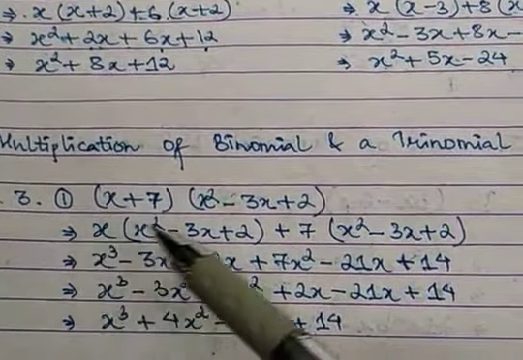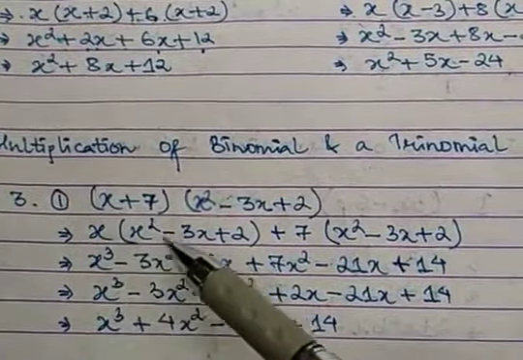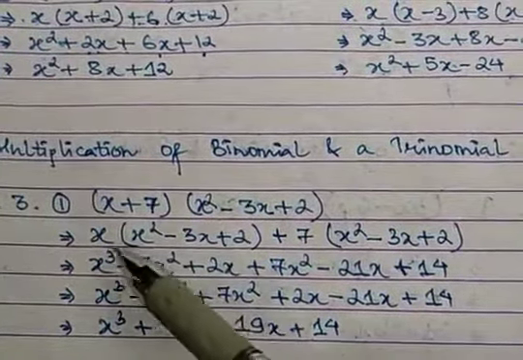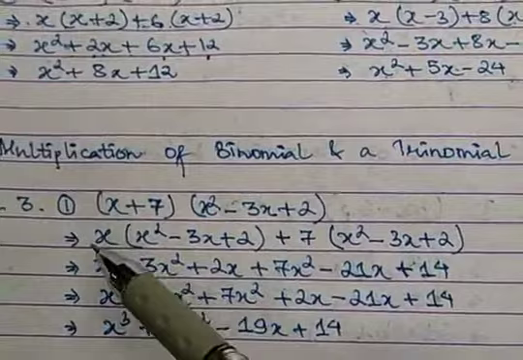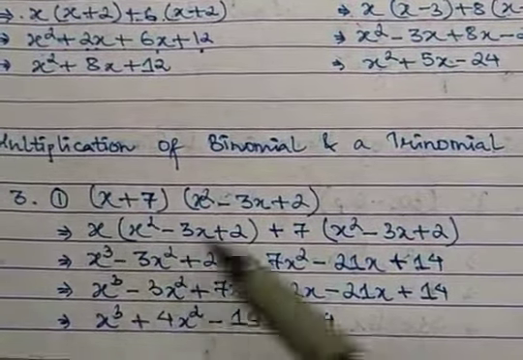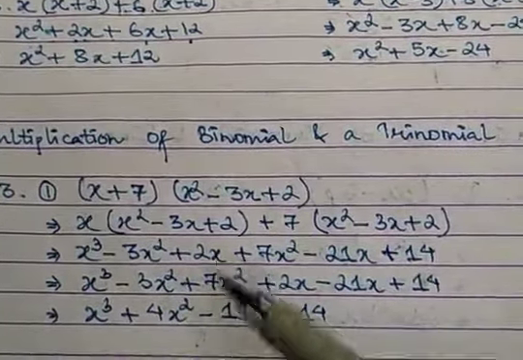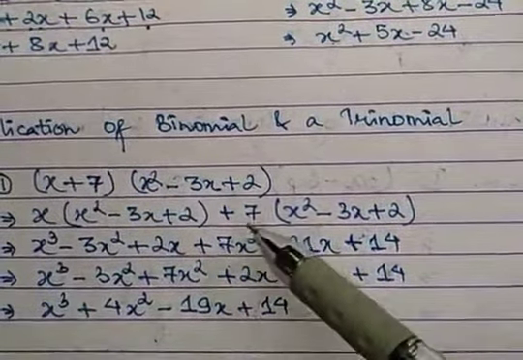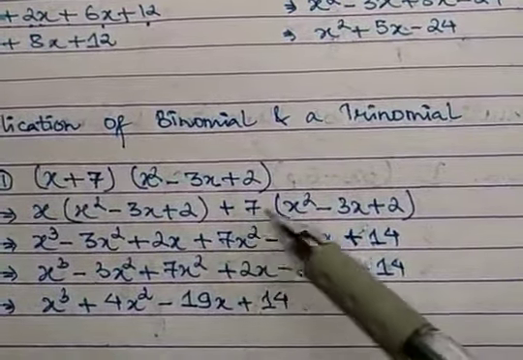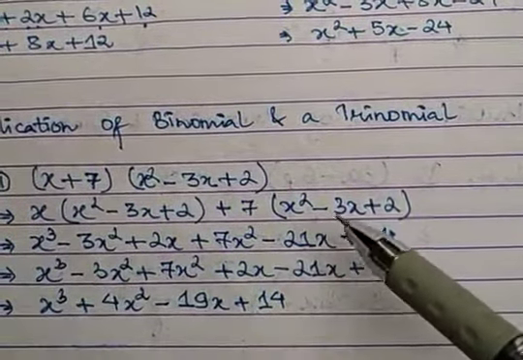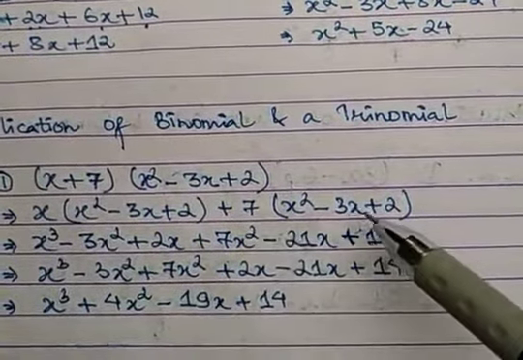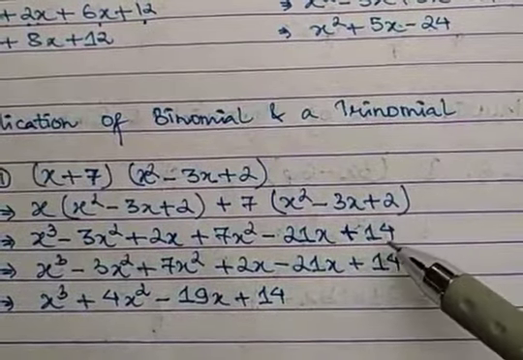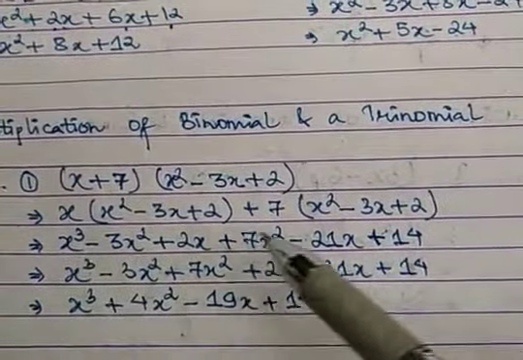1 into 3, it's 3. Plus into minus, minus 1 into 3, it's 3. X into x is x squared. Again plus into plus is plus, 1 into 2 is 2, so 2x. Similarly here as well, plus into plus is plus, 7 into x squared, 7x squared. Plus into minus is minus, 7 into 3x, it's 21x. Plus into plus, it's plus, 7 into 2, it's 14. So we have reached this point.